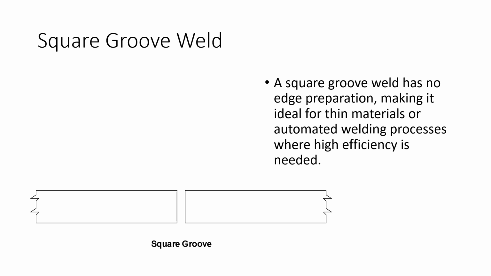Square groove weld. This is just where we don't have any edge preparation, and we just butt these things up and go. Generally, we see this in thin materials or some kind of automated welding situation where high efficiency is needed. You're generally not going to see this with like 8-inch pieces of plate or something. This is generally thinner materials.